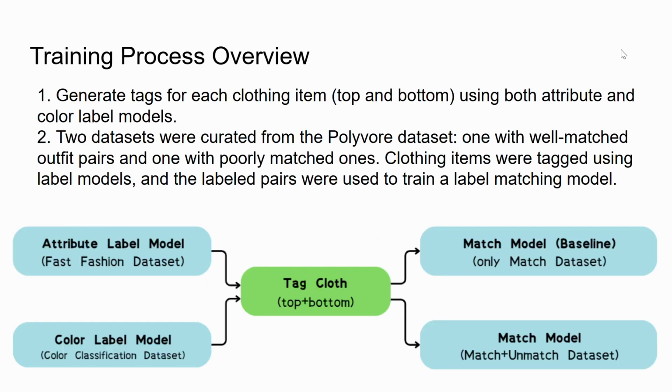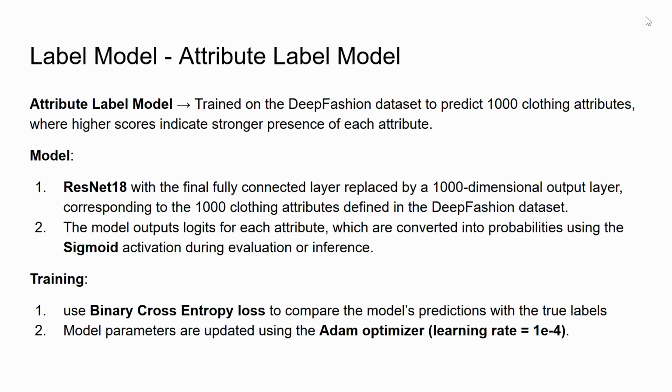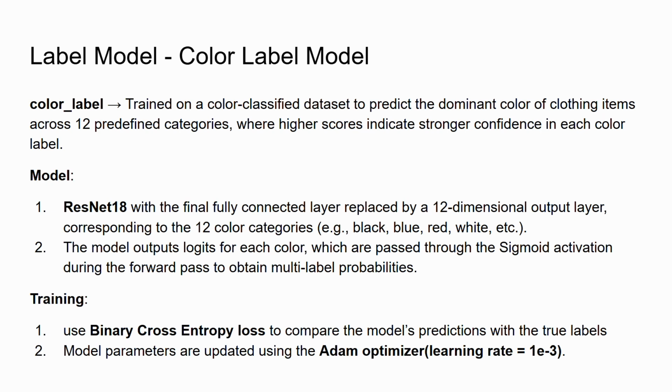This is our training process overview. Attribute label model. This model is designed to predict the fine-grained attributes of clothing items, such as sleeve type, neckline, fabric, and cut. It was trained on the DeepFashion dataset, which includes 1,000 well-defined attributes. We use the ResNet-18 architecture, and the final fully connected layer is replaced with a 1,000-dimensional output, each dimension representing one attribute. Each output value is passed through a sigmoid function, converting the raw score into a probability between 0 and 1. And this is the color label model.